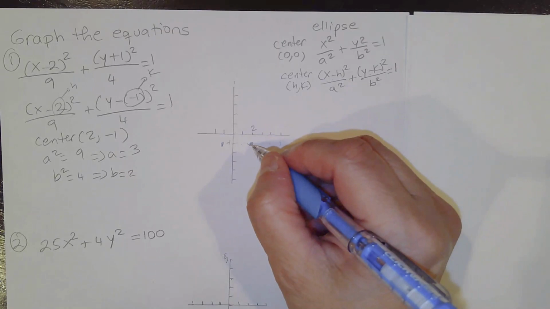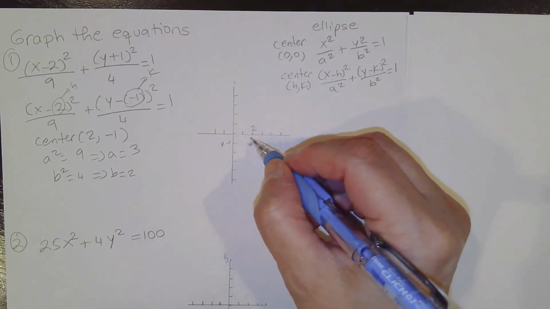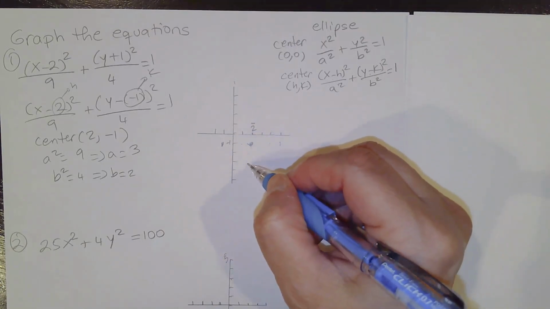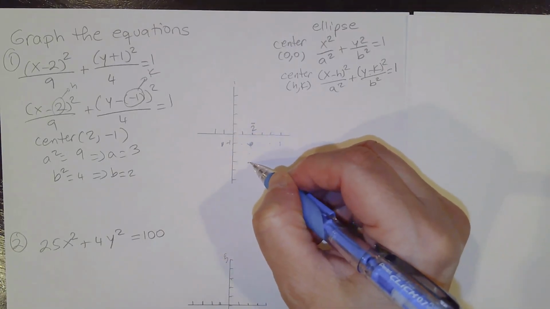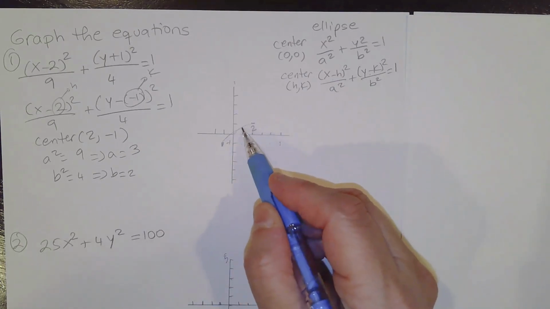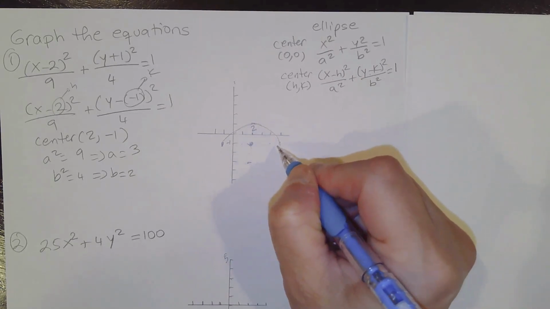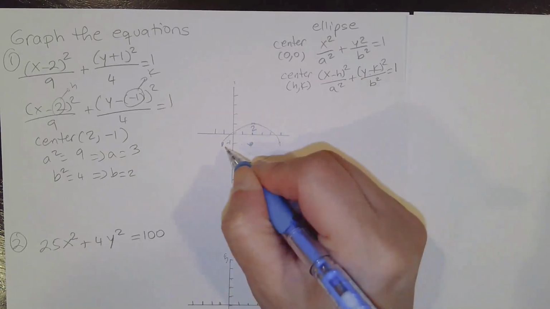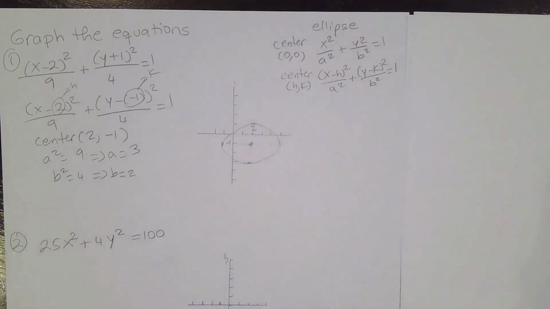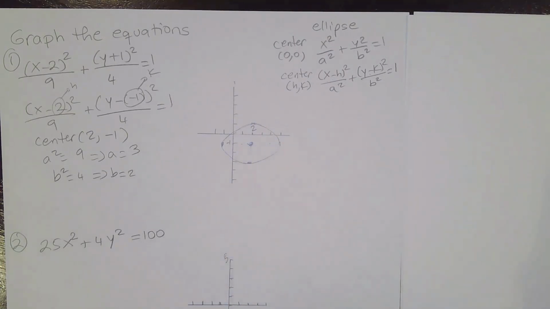Now we go from the center up b, or up 2. So 1, 2, and down 2. 1, 2. Now we try to graph the ellipse. I'll try to make it the best way I can. It's usually hard to graph an ellipse by hand. Okay, now here is the graph of the ellipse centered at (2, negative 1).